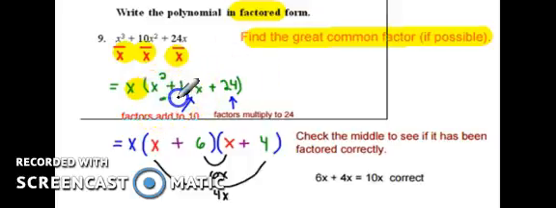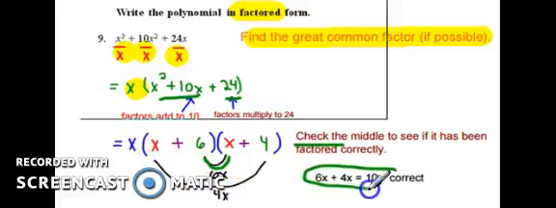To factor this trinomial, I have to ask myself what multiplies to 24 and adds to 10. The factors are 6 and 4. I'm going to go ahead and check the middle to make sure that's correct. So 6 times x, 6x. x times 4, 4x. That adds up to 10, so I know it's factored correctly.